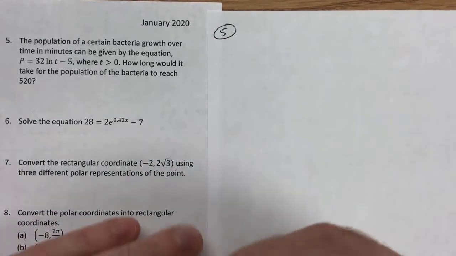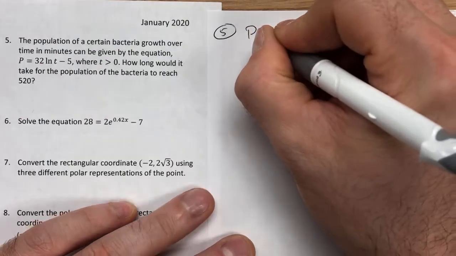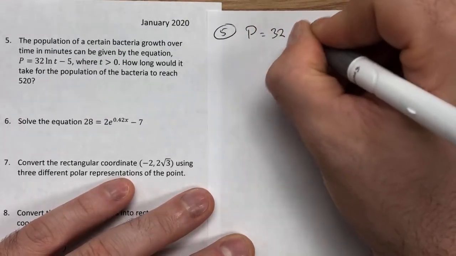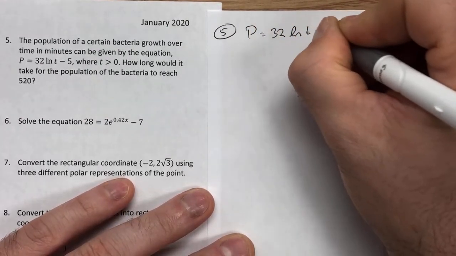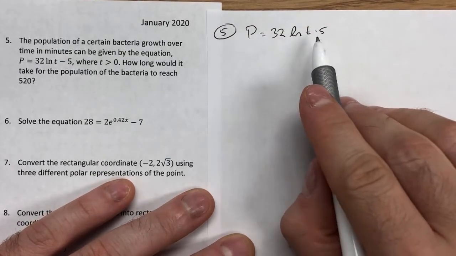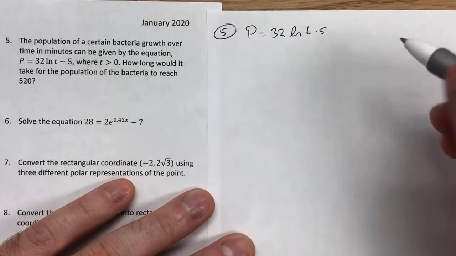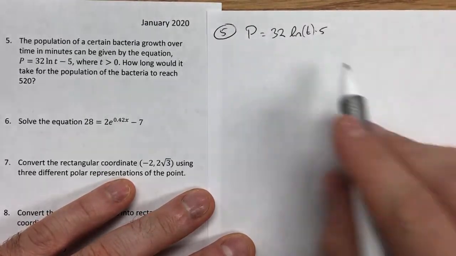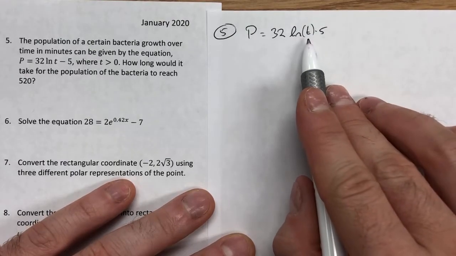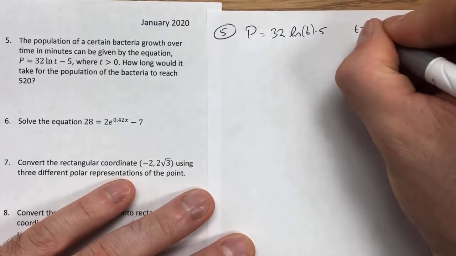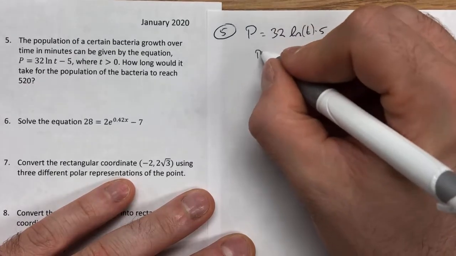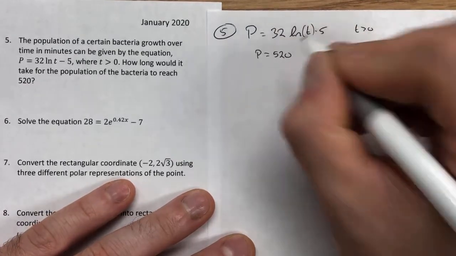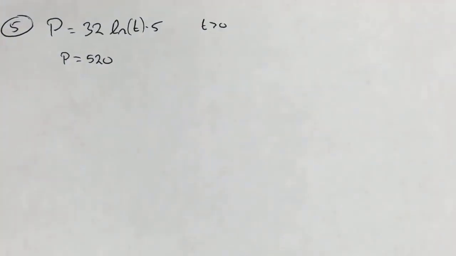Okay, so what we're looking at is this equation, 32 natural log of t minus 5. Now here's the thing. This minus 5 is not included in a set of parentheses, so I'm assuming that the natural log is only of the t, where t is greater than 0, and what we're trying to find is when the population is 520. Okay, so that's enough to start with. Let's take a look at how we would work this.